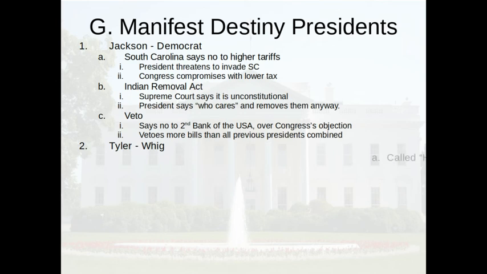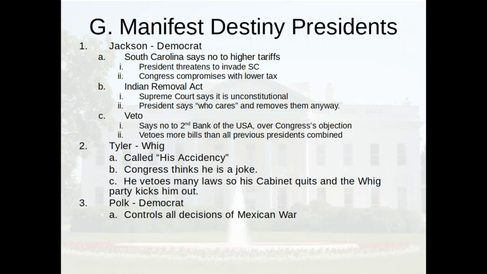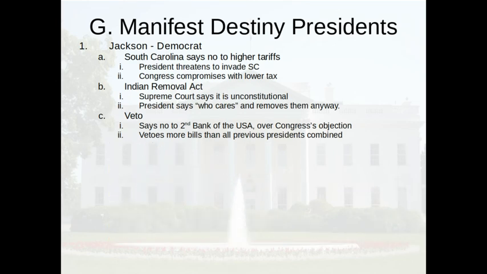And so the next one I want to look at is Andrew Jackson. So why is Andrew Jackson a strong president? One of the reasons is that he vetoed more bills than all previous presidents combined. So he was willing to stand up to Congress. Vetoed more bills, more laws, I should say, than all the previous presidents combined.